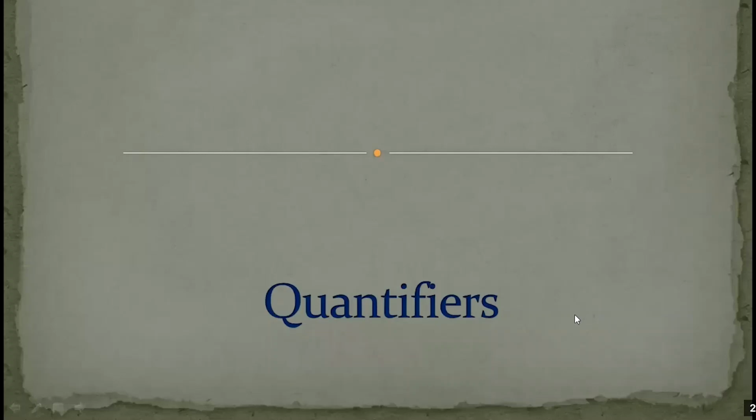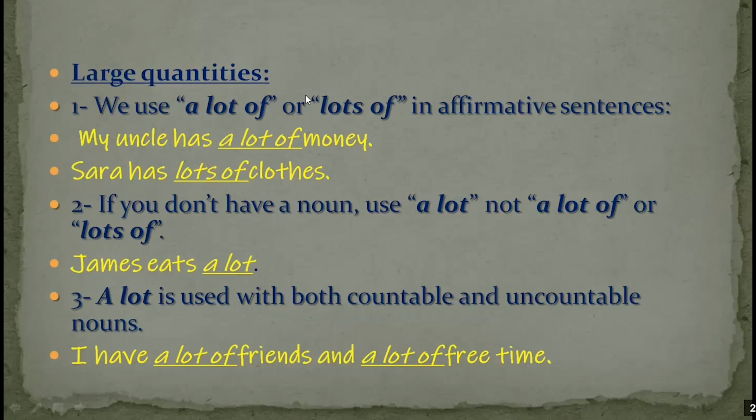So let's watch. If you want to talk about large quantities, we use a lot of or lots of in affirmative sentences. For example, my uncle has a lot of money. Sarah has lots of clothes. They have the same meaning. So you can say my uncle has a lot of money or my uncle has lots of money. Sarah has lots of clothes or Sarah has a lot of clothes.